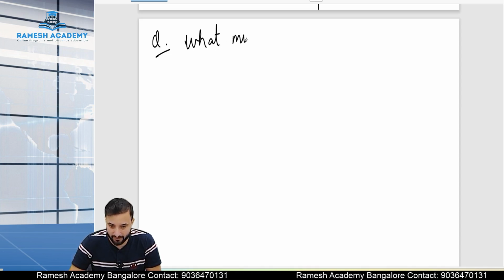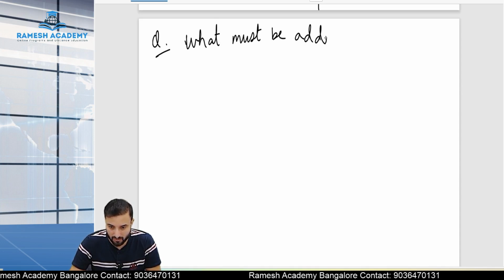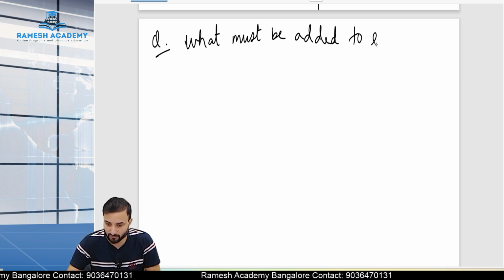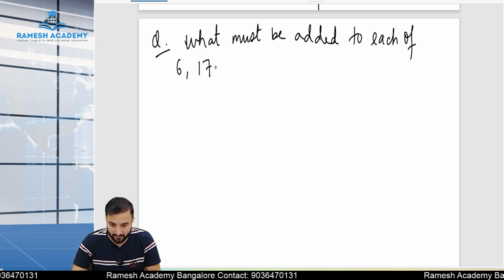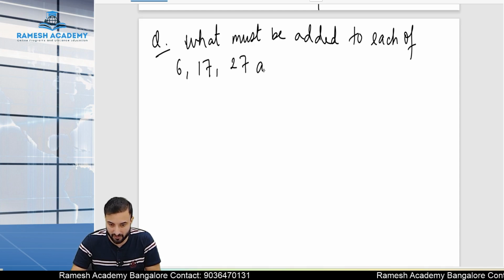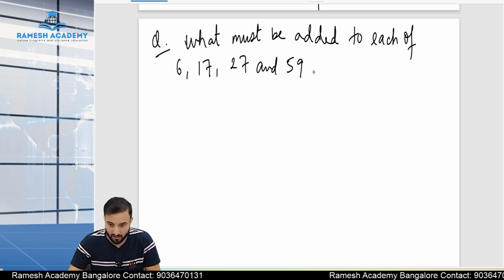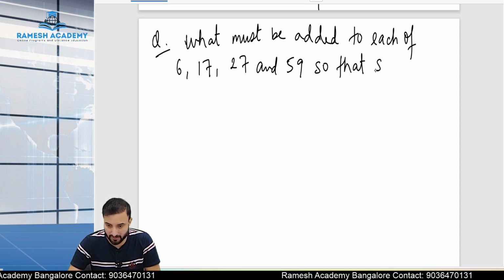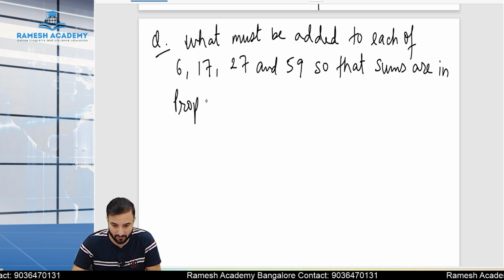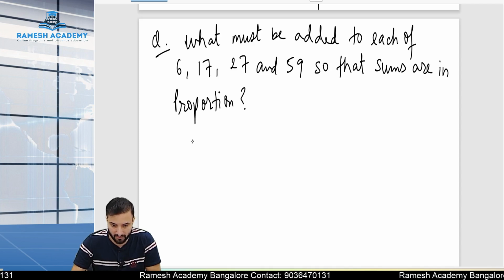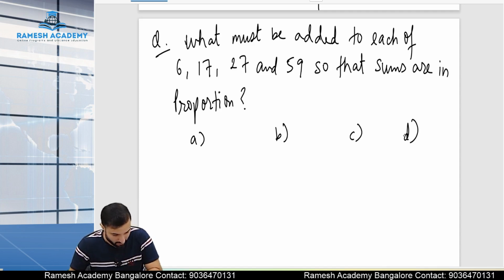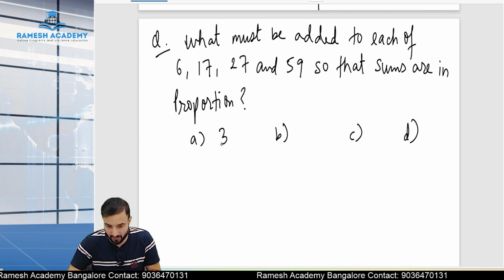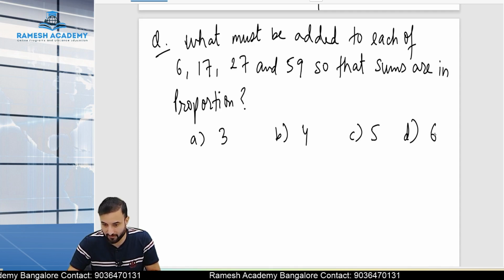What must be added to each of 6, 17, 27 and 59 so that the sums are in proportion? There are 4 options: 3, 4, 5, 6.